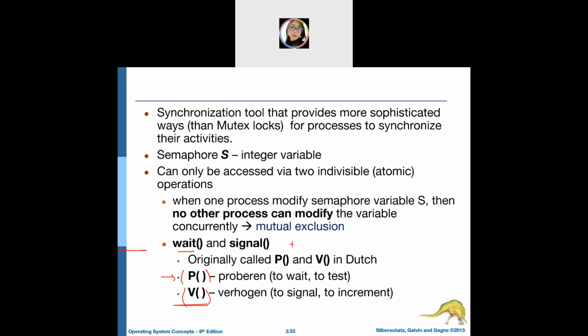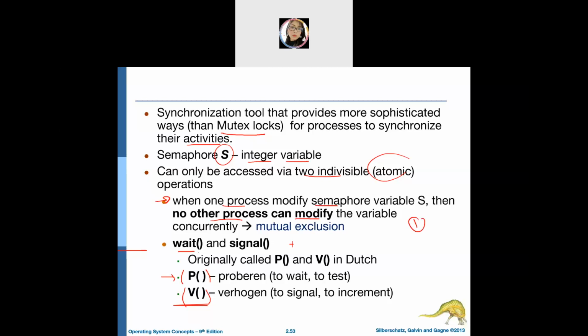A semaphore is a synchronization tool that provides a more sophisticated way than mutex locks for processes to synchronize their activities. A semaphore S with an integer variable can only be accessed with two indivisible operations, which we call atomic operations. First, when one process modifies the semaphore, no other process can modify it at the same time. This is one thing that you need to know.